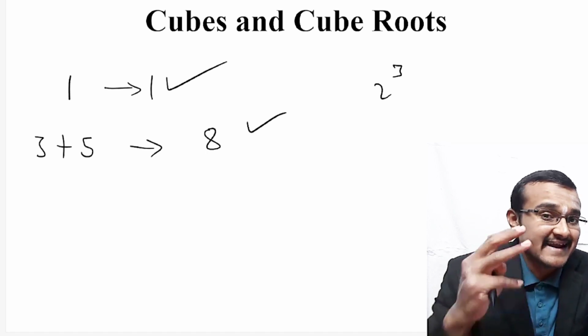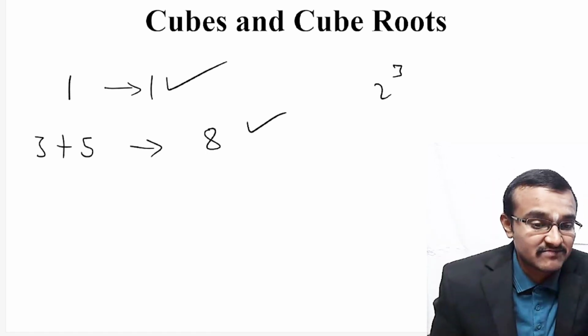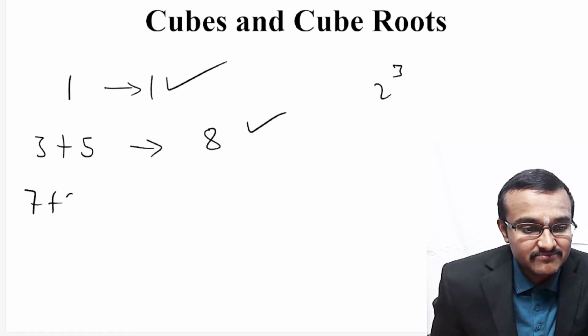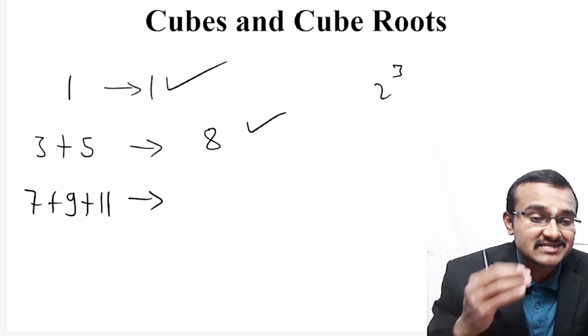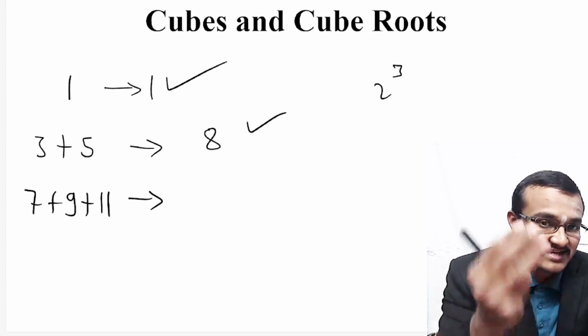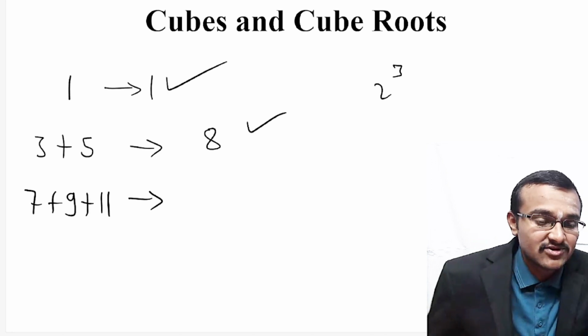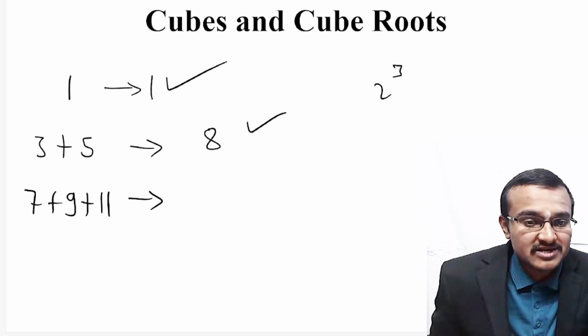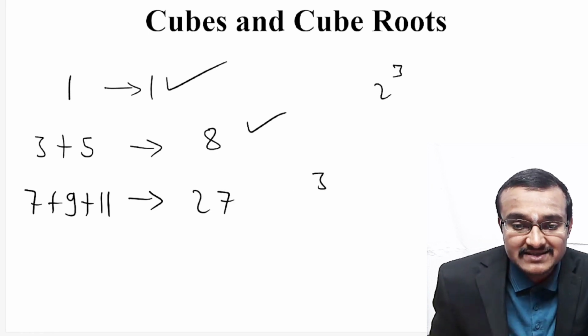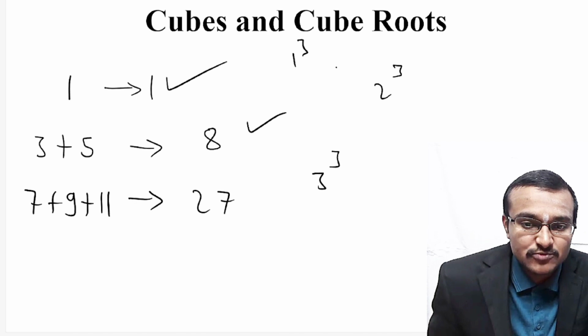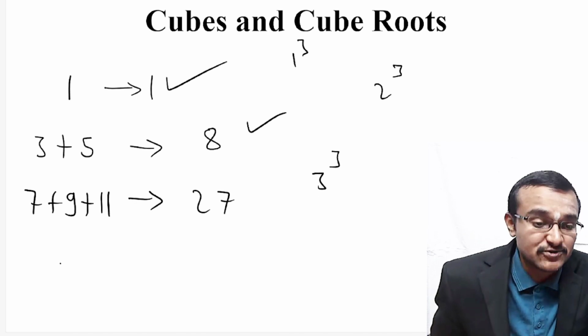Similarly, if you take the next 3 consecutive odd natural numbers after 5, that is 7 plus 9 plus 11, and add them, you will get the third perfect cube starting from 1. That is, 11 plus 9 is 20, 20 plus 7 is 27. That is actually 3 cube. So first you got 1 cube, next you got 2 cube, next you got 3 cube.